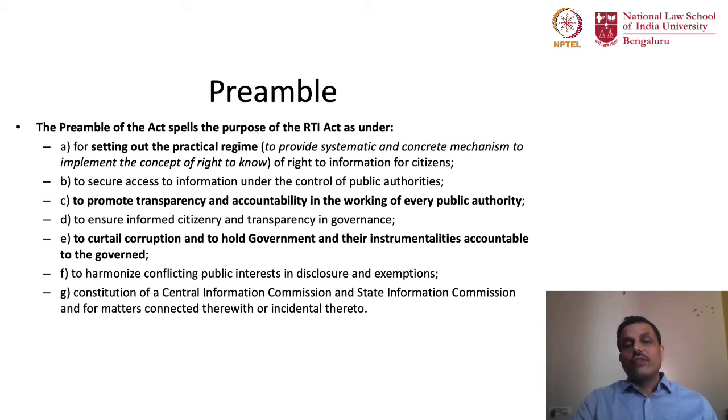Obviously, if the first four are effectively done, this would curtail corruption and hold the government and its instrumentalities accountable. Curtailing corruption is one of the mechanisms, and you can only curtail corruption if there is open government. You can only curtail it if citizens have the right to ask pertinent questions about what the public authority is doing, how it is functioning, and how the taxpayers' money is being rightly utilized.